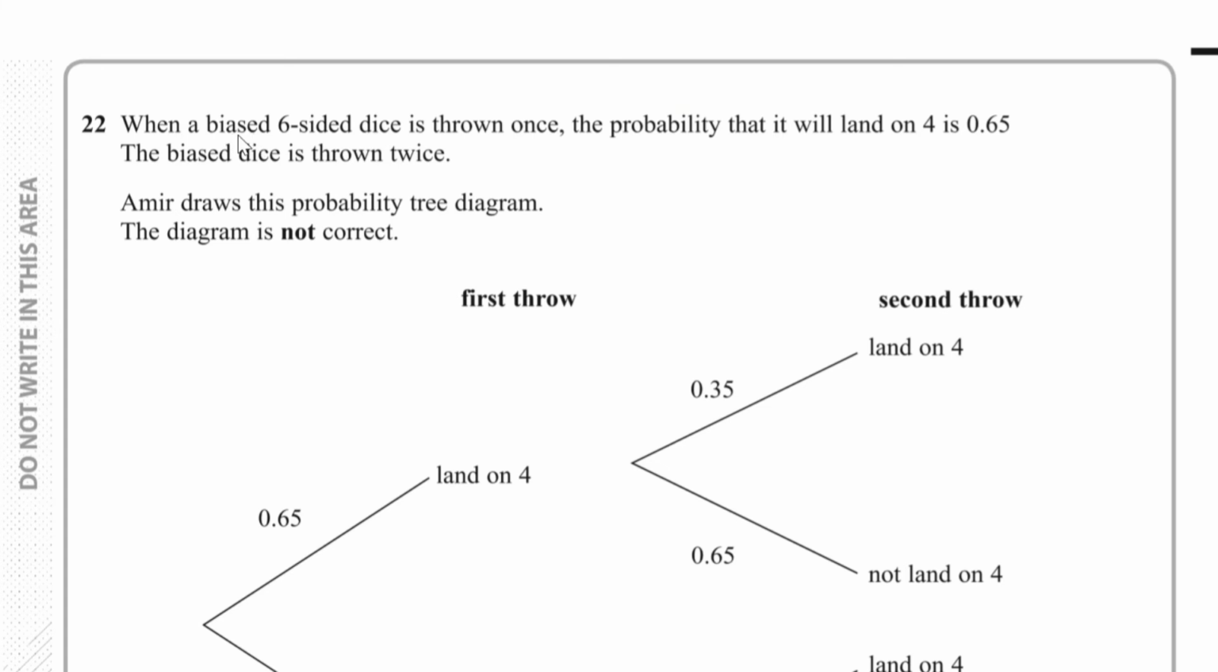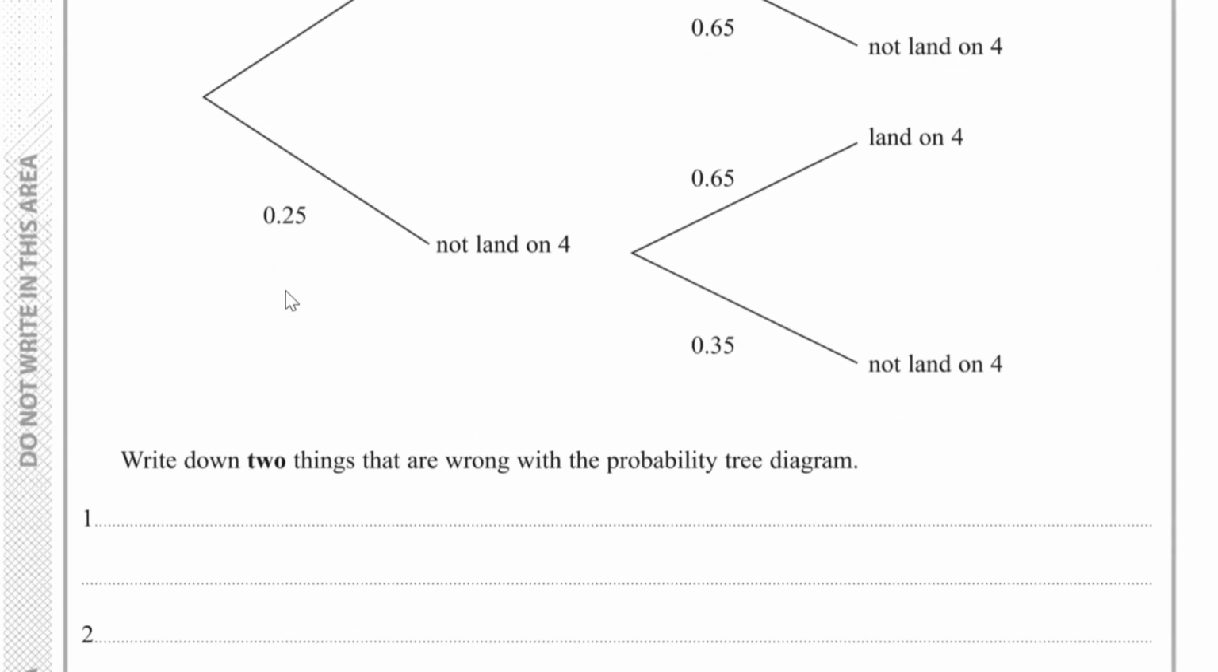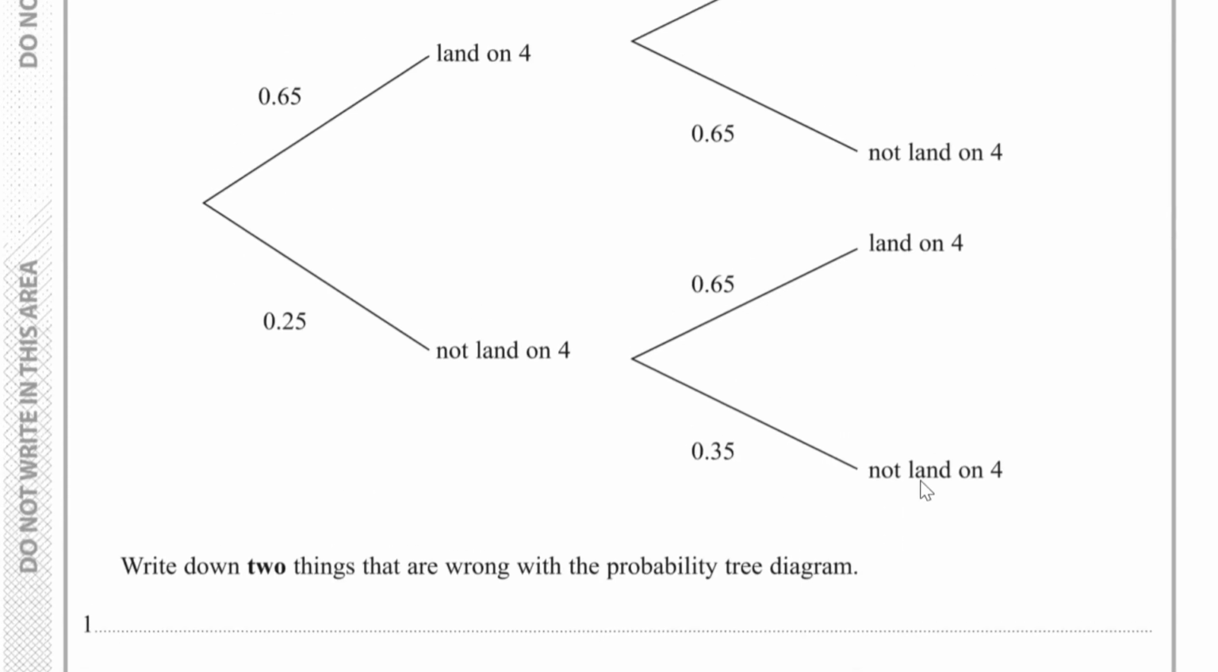Question number 22. When a biased 6-sided dice is thrown once, the probability that it will land on 4 is 0.65. The biased dice is thrown twice. Amir draws this probability tree diagram. The diagram is not correct. We have to write down 2 things that are wrong with the probability tree diagram.